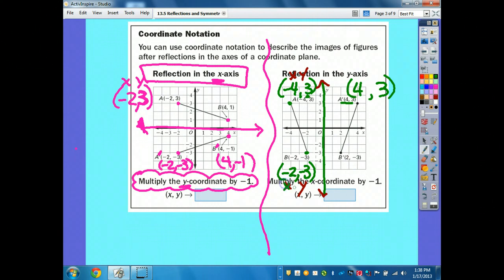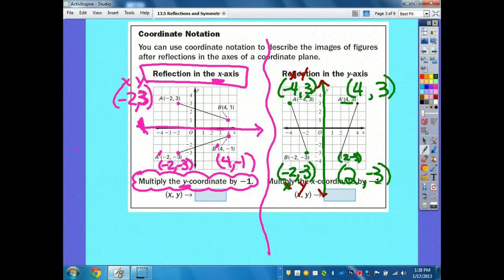Over here I'm reflecting it in the y-axis, so the y stays the same. Leave that a -3. But I need to change the x to not a -2. Take it times the -1 and I get a +2. And look at that. +2, -3 is my reflection.